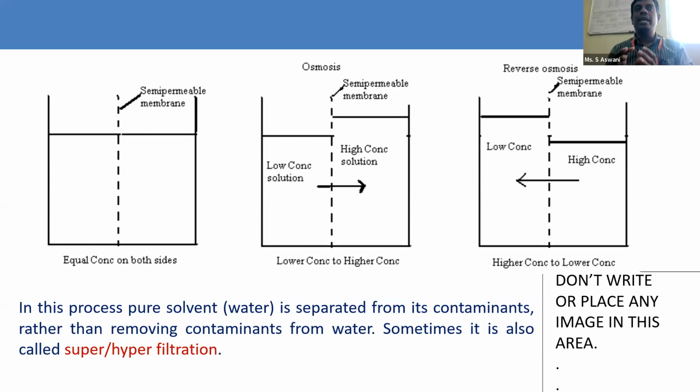If we apply any external pressure on the higher concentration side, the osmotic process is reversed. So ions move from higher concentration to lower concentration. That process is called the reverse osmosis method. Sometimes it is also called a super and hyper filtration process.